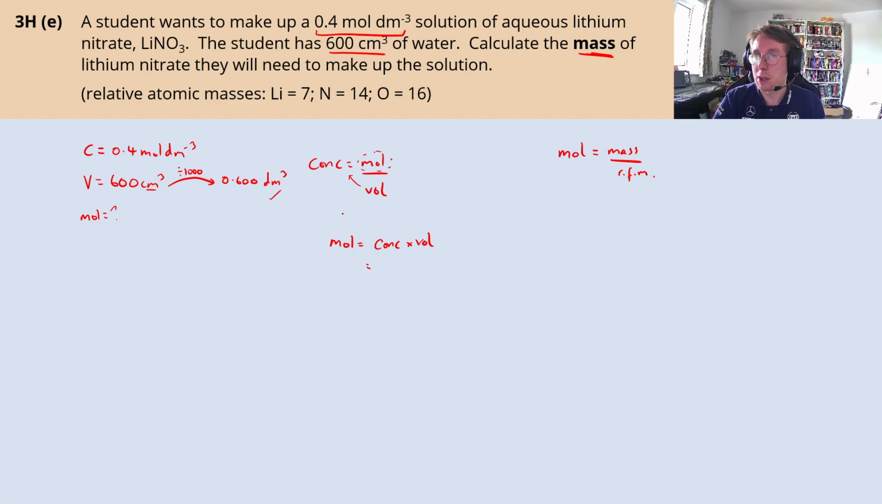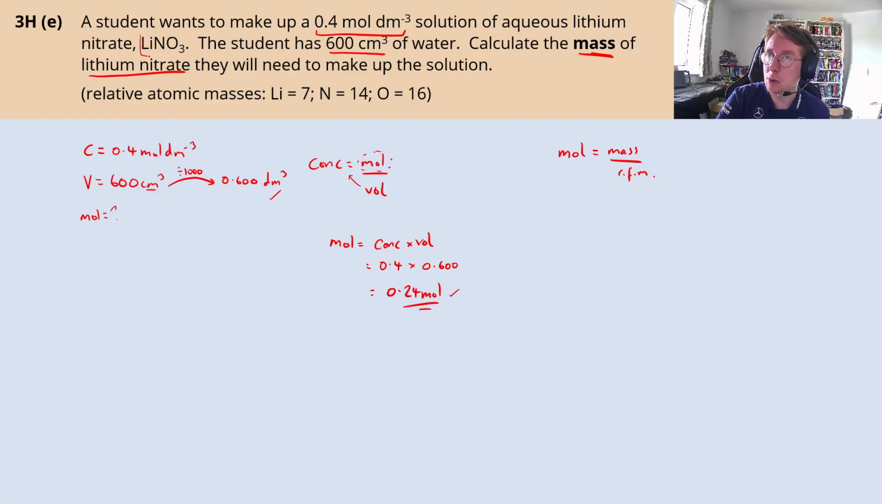Now, that means if we substitute the numbers in, 0.4 multiplied by 0.600, we're going to get an answer of 0.24 moles. That'll be worth a mark, surely. But it's not the number of moles that we're trying to find. It is the mass of lithium nitrate.